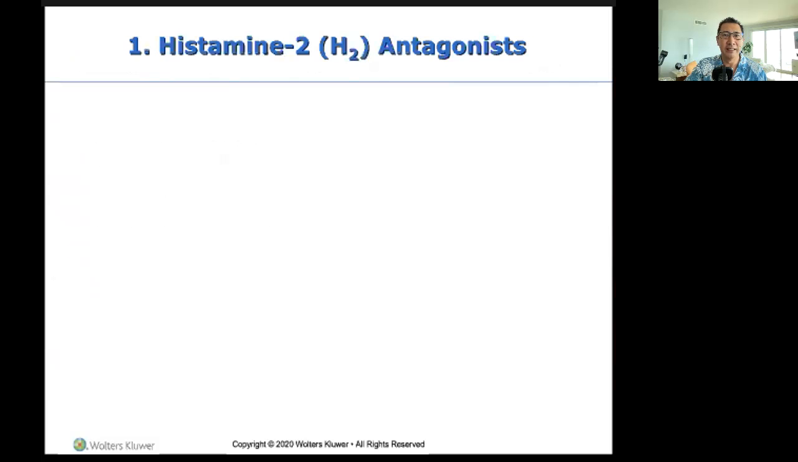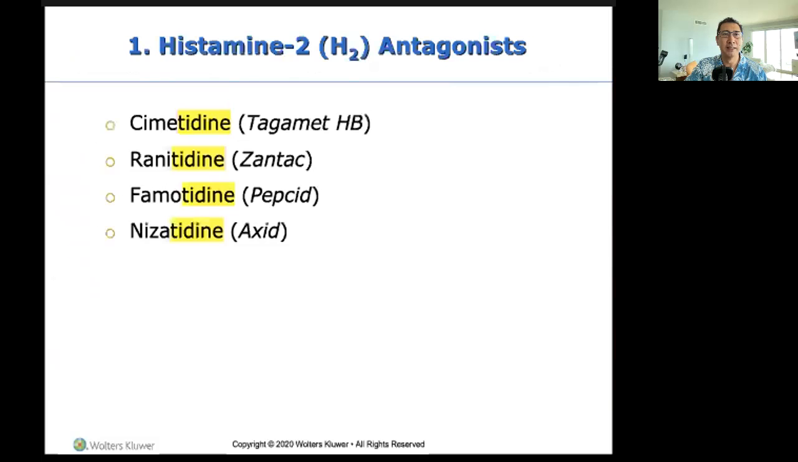They are your tidine drugs: cimetidine, ranitidine, famotidine, nizatidine. Never heard of the last one, but you have, I think, the number 2 and number 3, Zantac and Pepcid, are commonly used in the hospital. I don't know about Tagamet. Maybe, I know I see it a lot at CVS or Walgreens.